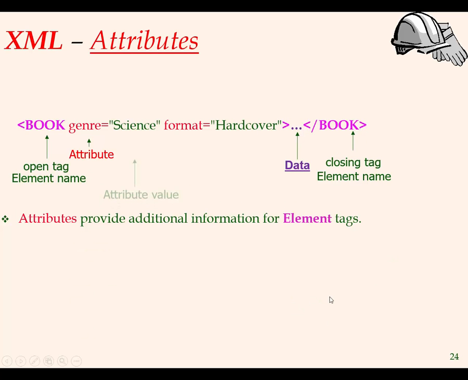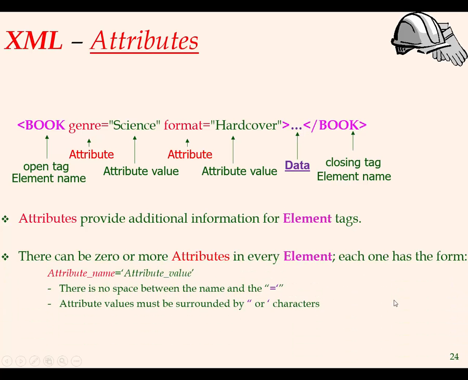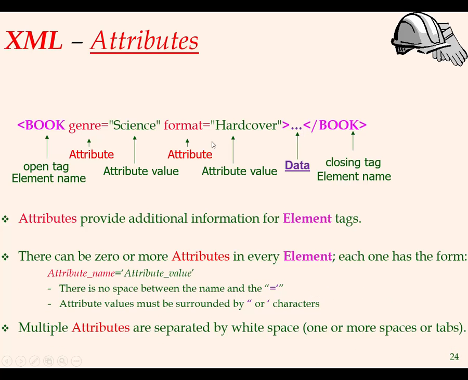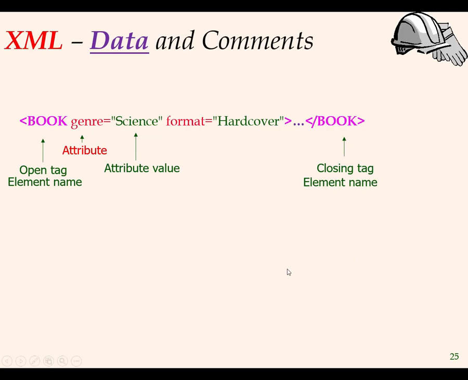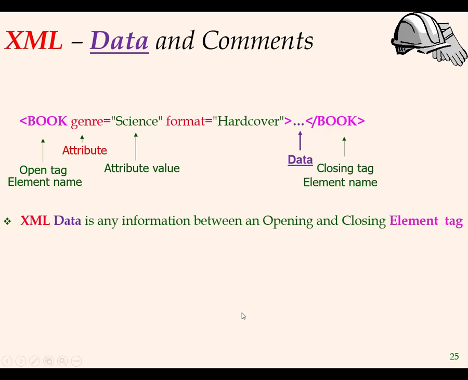These are the rules for attributes. This is the attribute and the value. There are two of them, and they go inside the open, the begin tag. Again, no spaces, and multiple attributes are separated by white space. Here is where the data goes, between the begin and the end element.